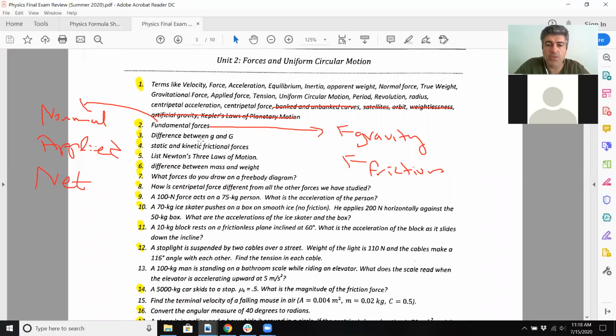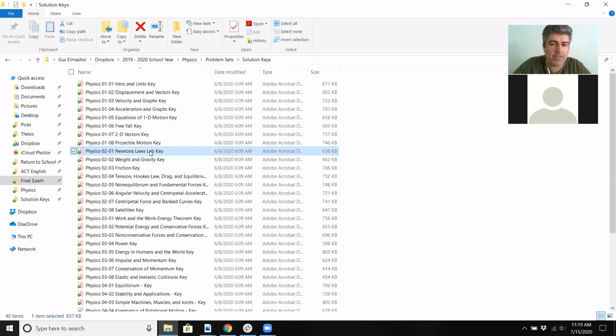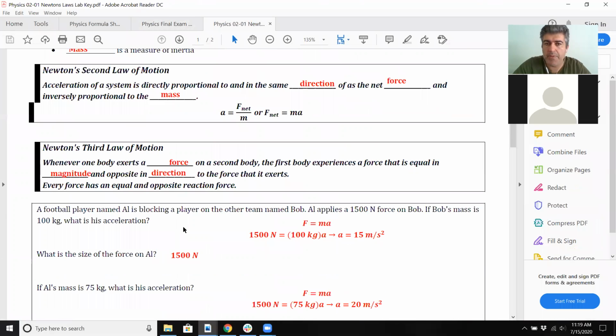Static and kinetic frictional forces. Kinetic friction is the frictional force you experience when you're in motion. Static is when you're not moving. Right now my planner and pencil are not moving, but if I move it, then all of a sudden I'm dealing with kinetic friction. Know your three laws of motion. We talked about that. I might just put some conceptual questions on the final. Newton's laws right here: first law, second law, third law. So make sure you know all that.